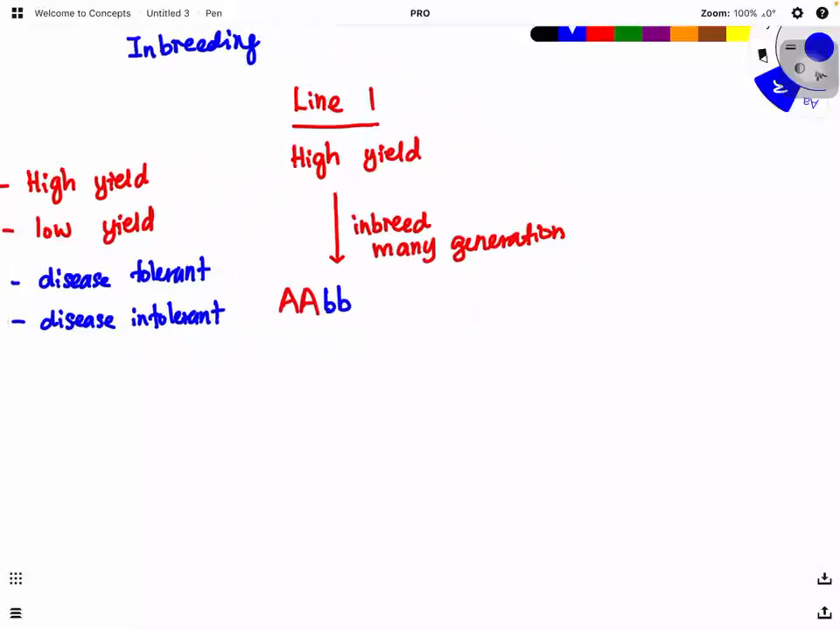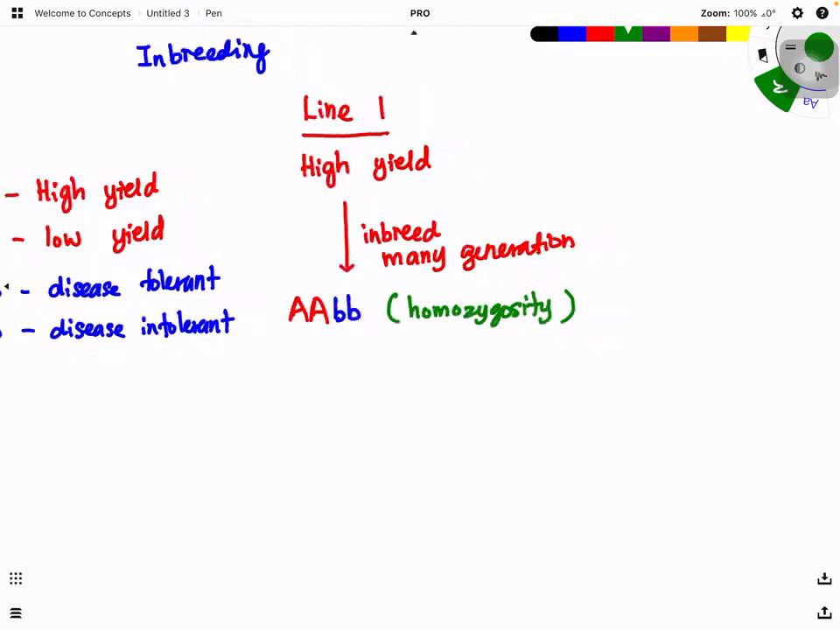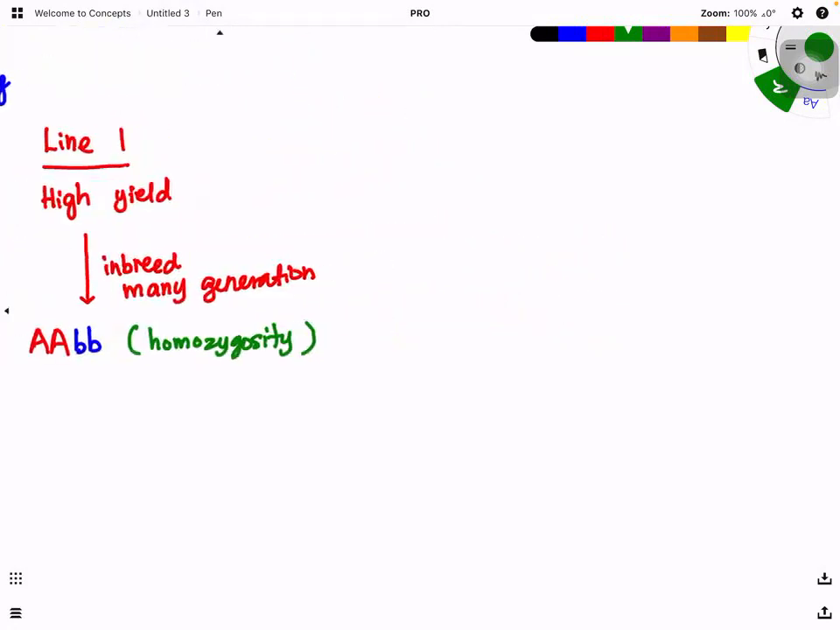Okay, so you can see that inbreeding promotes what we call homozygosity. But over many, many generations, what will happen to this line 1? This line 1 becomes progressively weaker. We cannot tolerate disease anymore now. Can you see that? So if you continue, then no point. They're going to die soon. Okay? Then what we're going to do here, we produce the line 2.